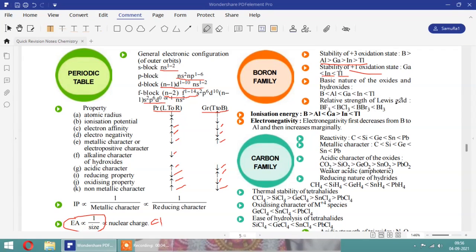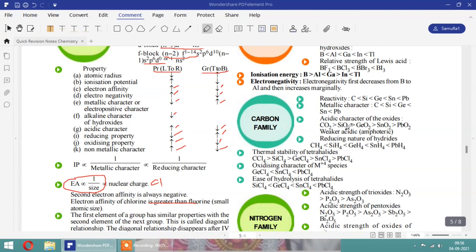Relative strength of Lewis acid: BF3 less than BCl3 less than BBr3 less than BI3. Ionization energy: boron greater than aluminium, aluminium less than gallium, gallium greater than indium, less than thallium. Electronegativity first decreases from B to aluminium and then increases marginally.